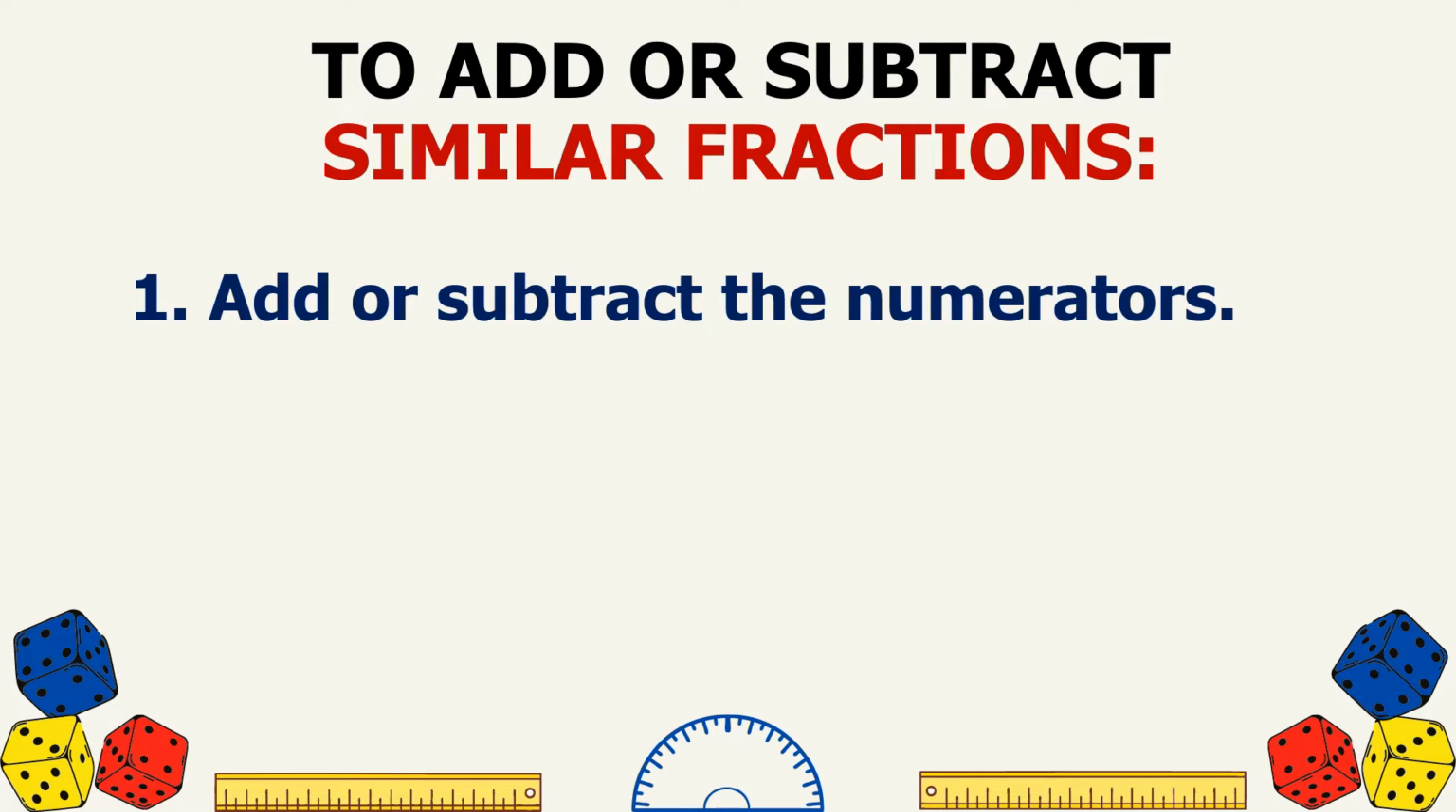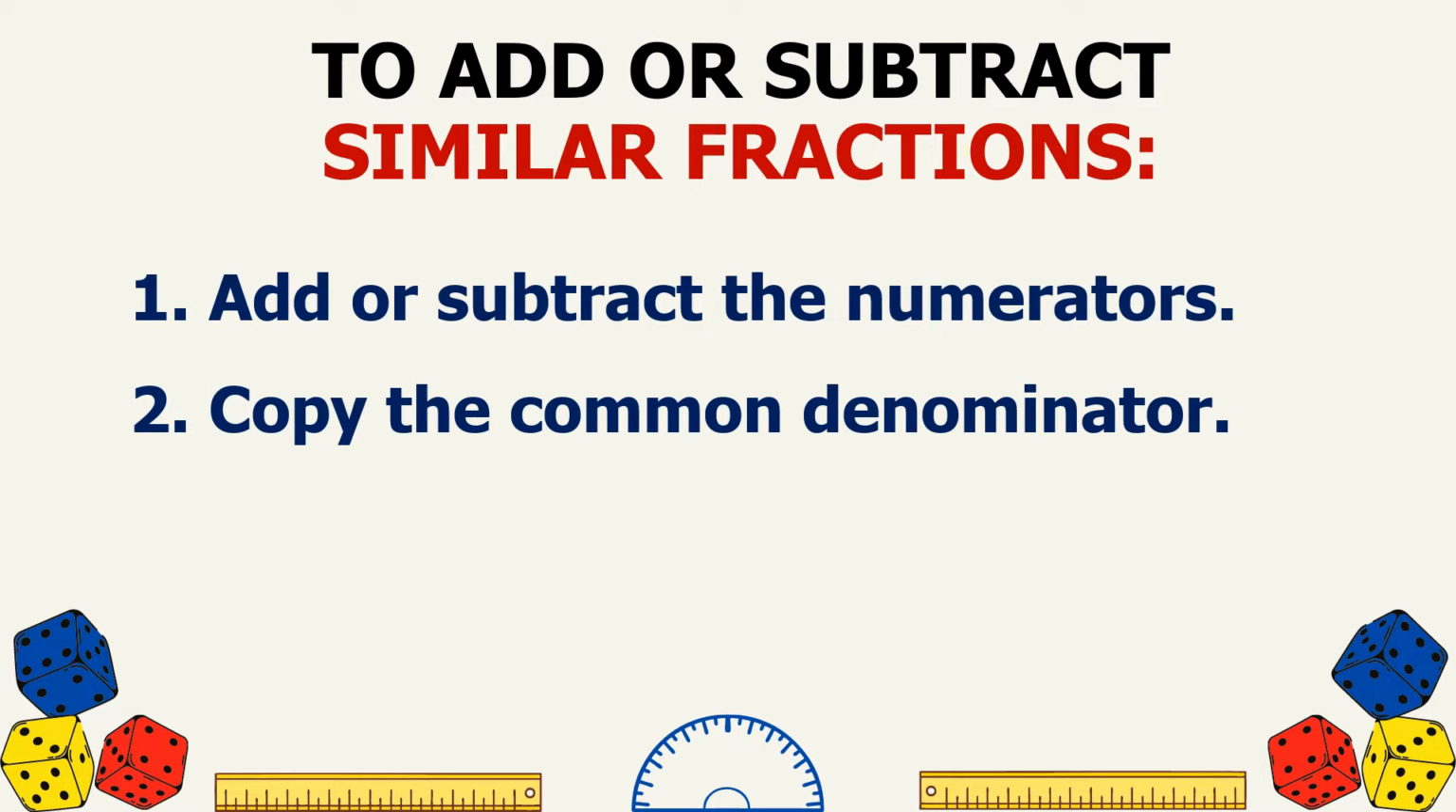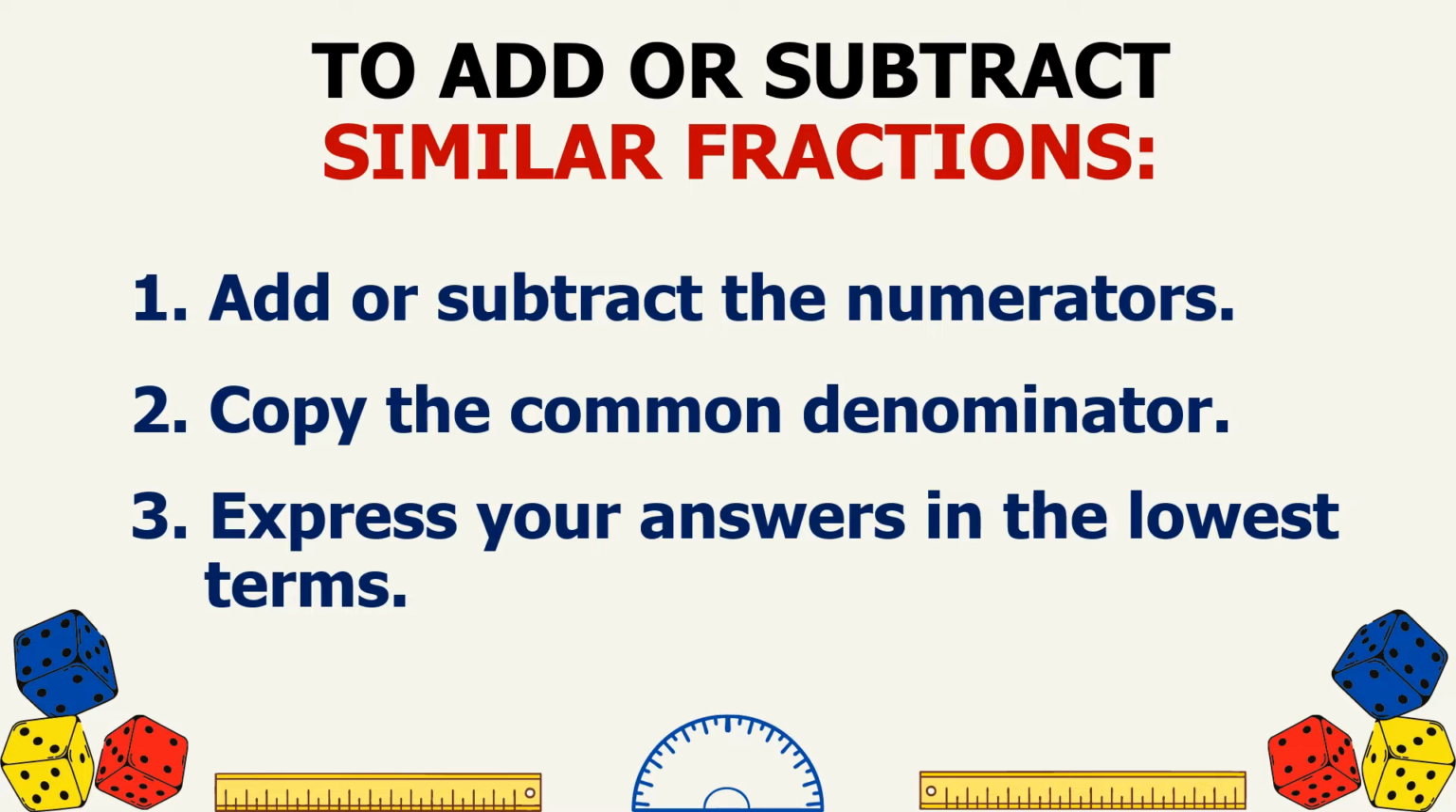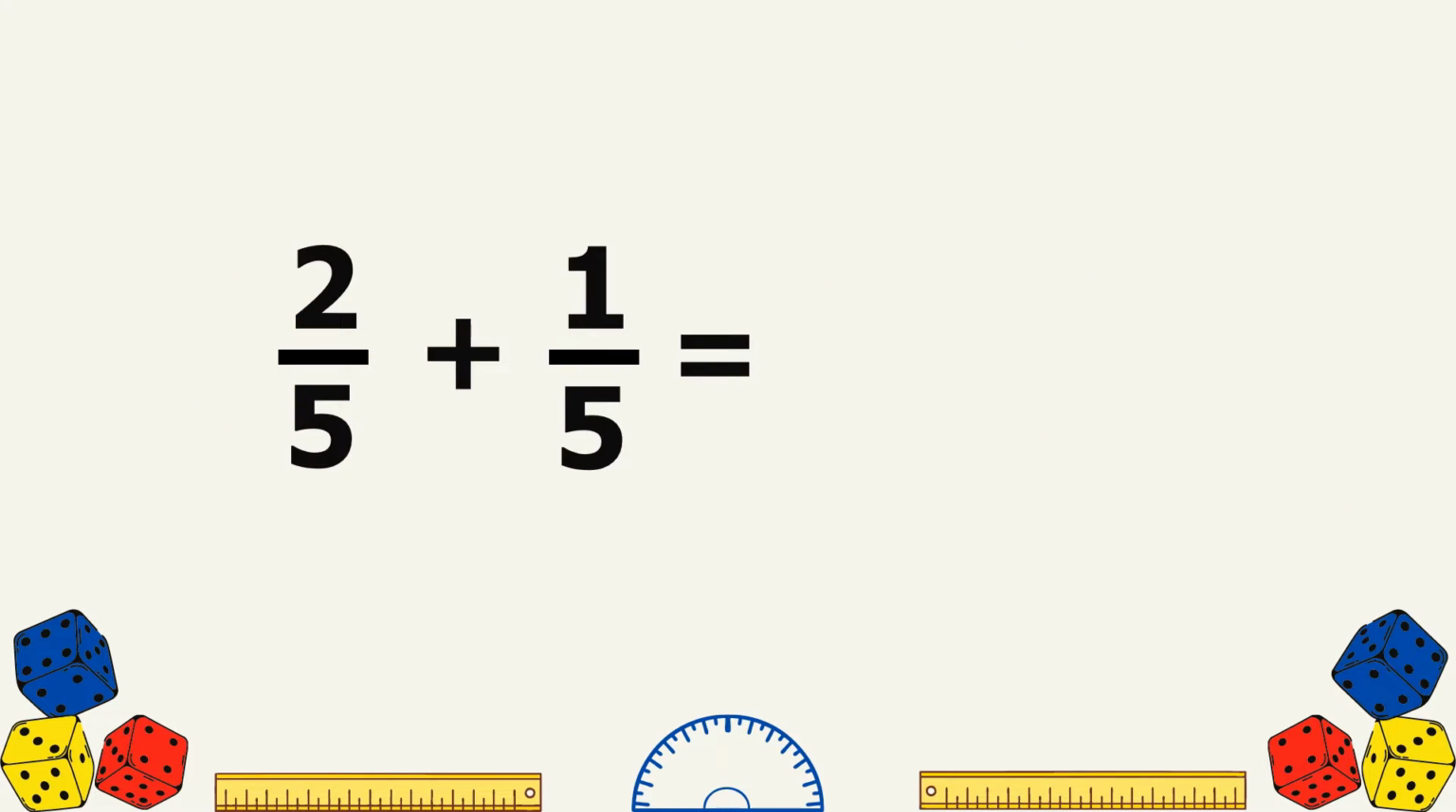1. Add or subtract the numerators. 2. Copy the common denominator. Then 3. Express your answers in the lowest terms. So now let us have an example on how to add similar fractions.